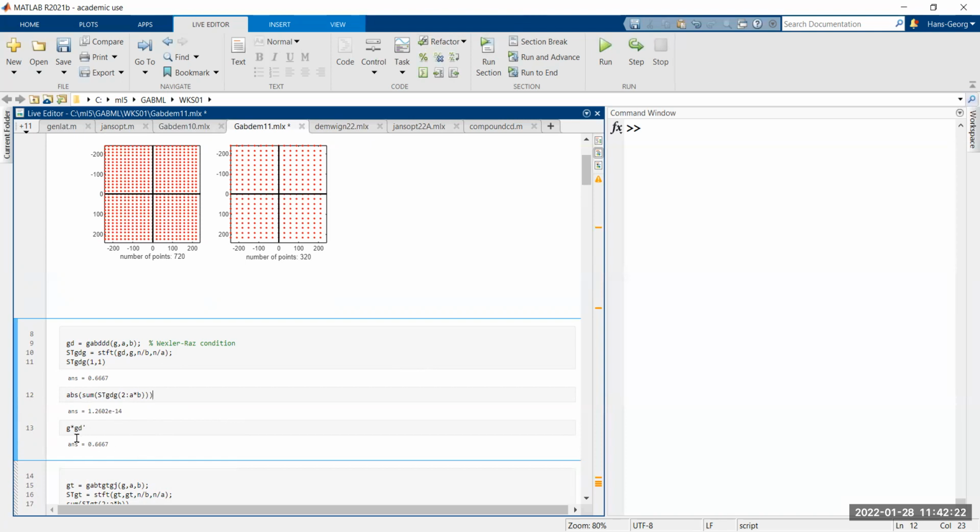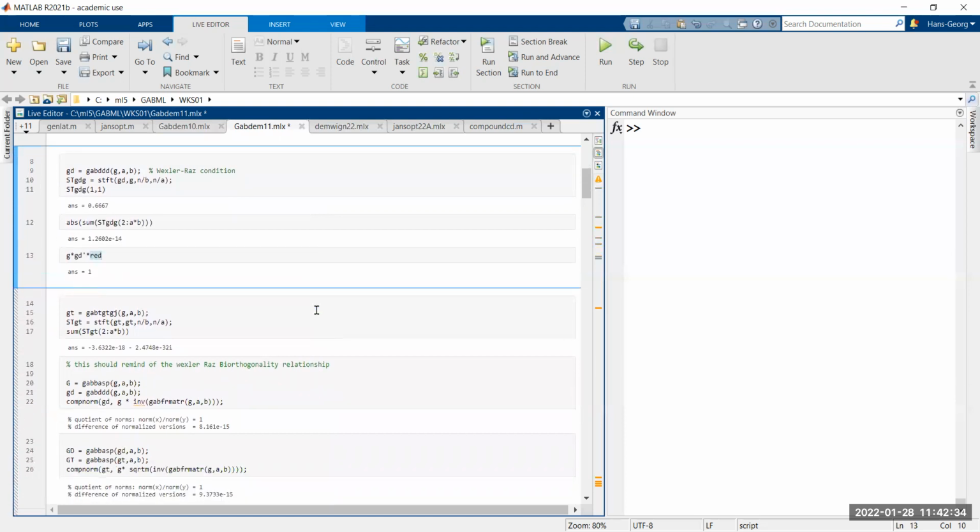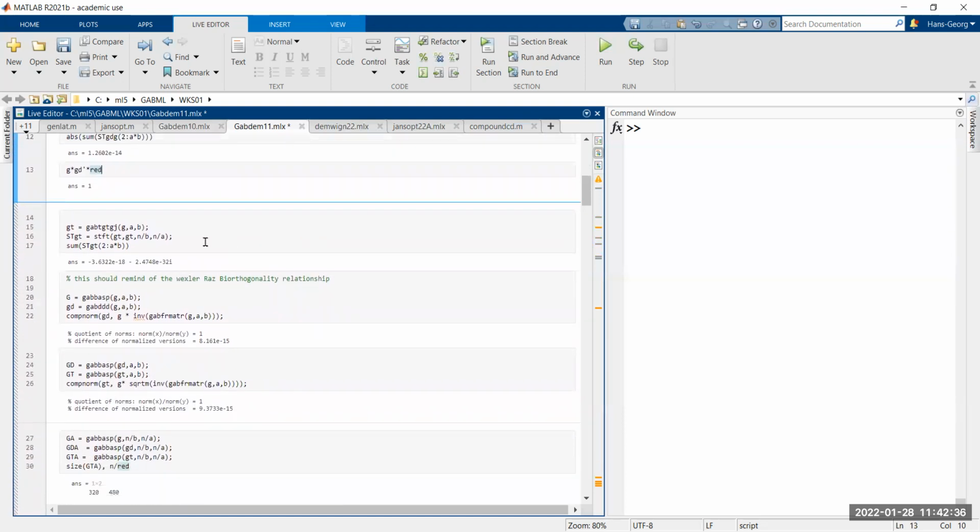And of course, the sample short-term Fourier transform is just the scalar product. And maybe to check it, if I multiply it with the redundancy, I'm getting a one. Now, we will see why this is relevant. But before this, I want to recall that we have routines to compute the tight Gabor atom.